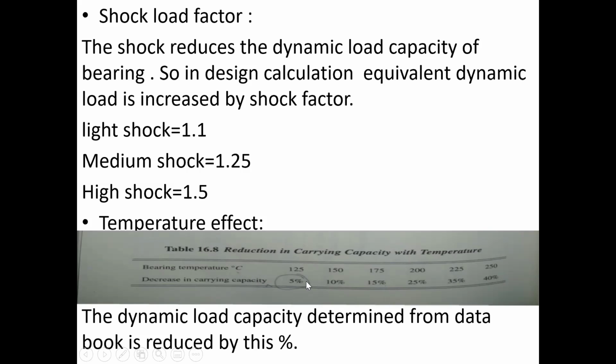If the temperature is 125 degrees, the dynamic load capacity given in your data book will be considered 5% lesser. Whatever value is given in the data book, we will reduce that value by 5%. That means we will take the C table for checking as 95% of the C table. If the temperature is 125, it is 5%, 150 for 10%, 175 for 15%, and so on. How we will use this factor, we will see in the next numerical.